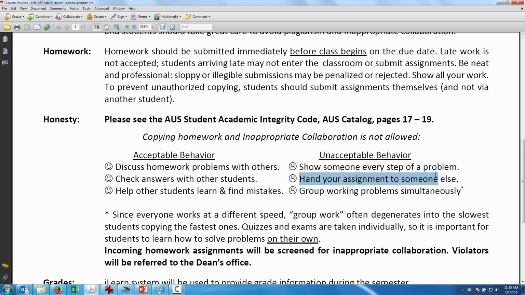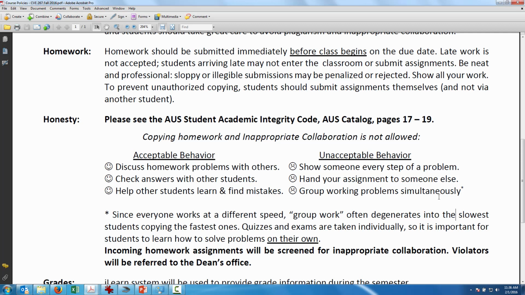I've already talked about how you shouldn't hand your assignment to another student because they may copy it. This last one needs some additional description though: group working problems simultaneously. Now what I mean by that is that if you sit at a table with, let's say, 3 other students, and so the 4 of you are working on a homework problem at the same time, the problem with that is that naturally one of the 4 people at the table is going to be a little bit faster than the rest and is going to figure things out more quickly. And so the other people there are just going to start to follow the lead and do the thing that the fastest person said to do, and they're not going to be figuring it out on their own. They're going to have that intellectual struggle stolen from them.